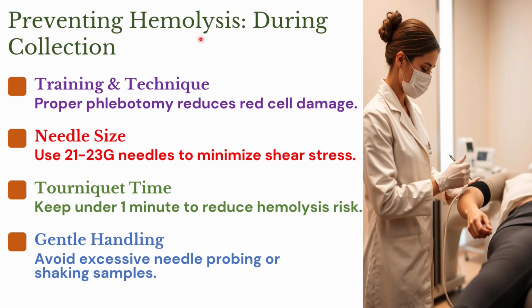How can we prevent the hemolysis? We can prevent the hemolysis during the collection of the sample by proper training and phlebotomy techniques. Secondly, using the appropriate needle size, large bore needles of 21 to 23 gauge, so that there is less stress on the cells. Then tourniquet time should be adequate. It should be less than 1 minute to reduce the risk of hemolysis. And lastly, handling of the samples should be gentle rather than vigorous shaking of the samples.